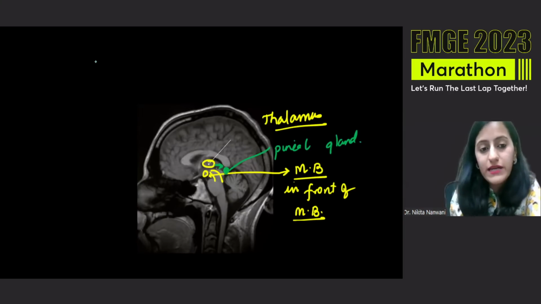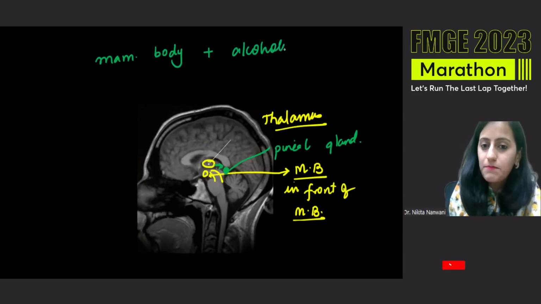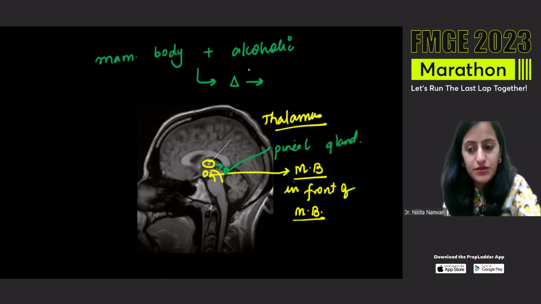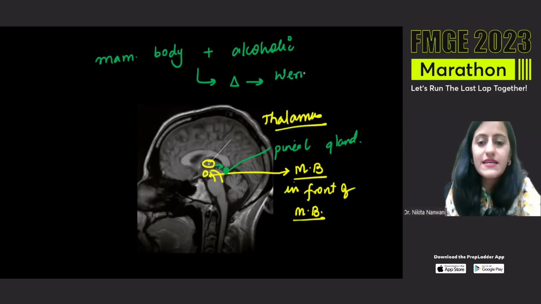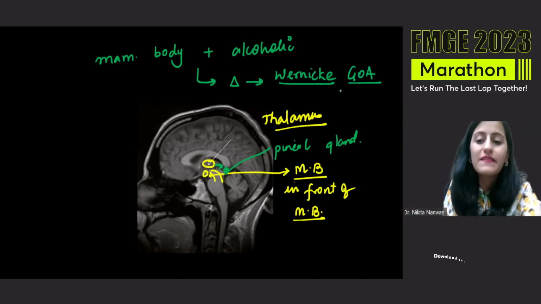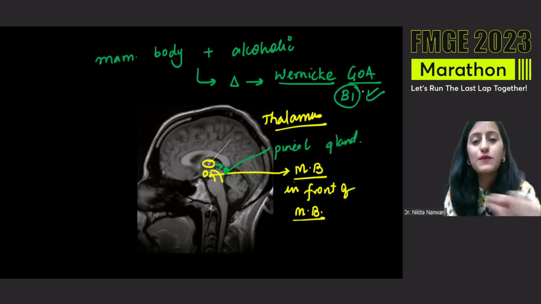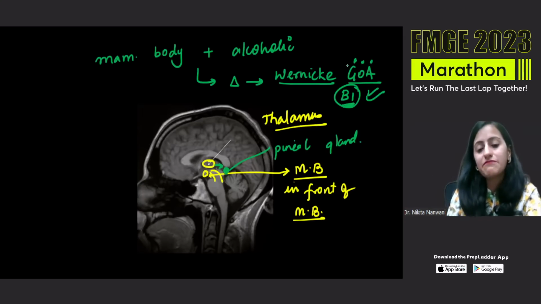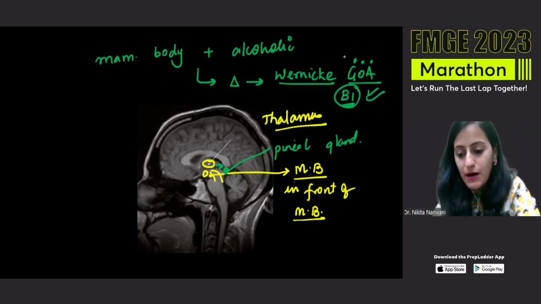And always remember this point: whenever you have involvement of the mammillary body, and if it's an alcoholic patient, what diagnosis do you think of? Alcoholic patient showing abnormal signal in mammillary body. That is Wernicke's encephalopathy. Absolutely right. That's Wernicke's, due to thiamine deficiency. FMG students, this is a very important question for you from biochemistry as well. Wernicke's is global confusion, ophthalmoplegia, and ataxia, vitamin B1 deficiency, thiamine deficiency, right? So that is about this one.